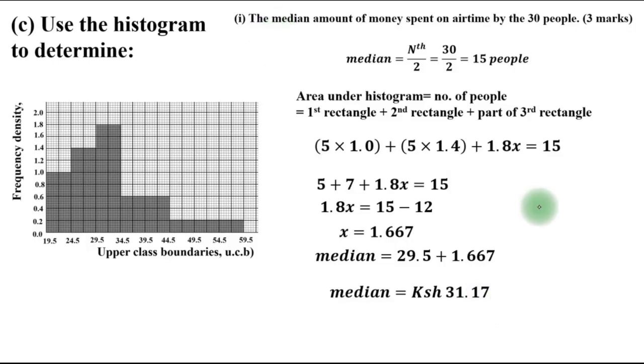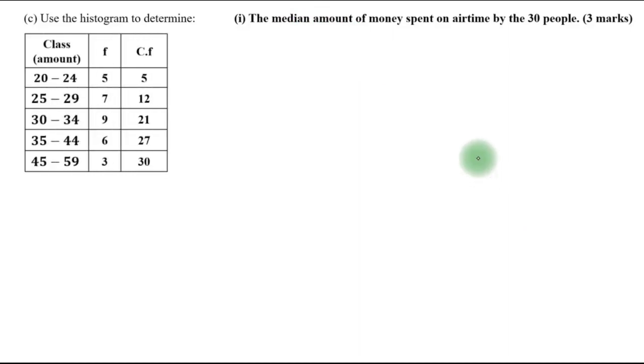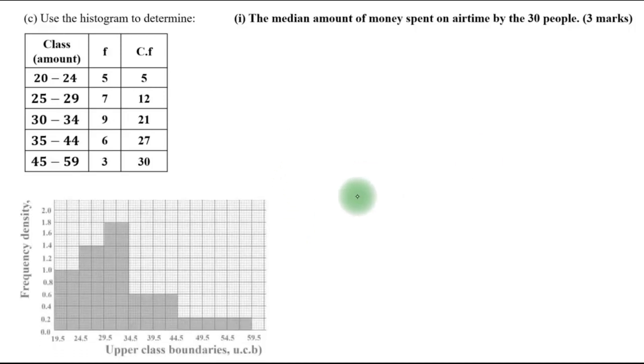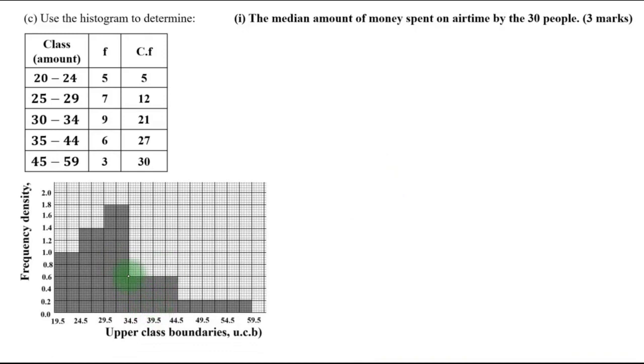Part C, Roman 2. The median amount of money spent. For this case, I am going to use the formula, and you'll be able to see from previous whether we are getting the same thing. So we know that this is a histogram, and median position is n over 2, whereby we get 30 over 2, which is 15th position. So 15th position lies where?